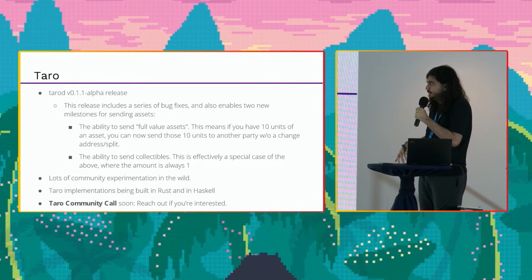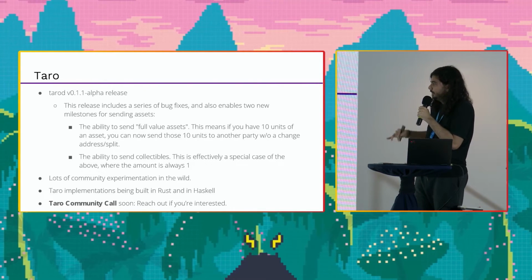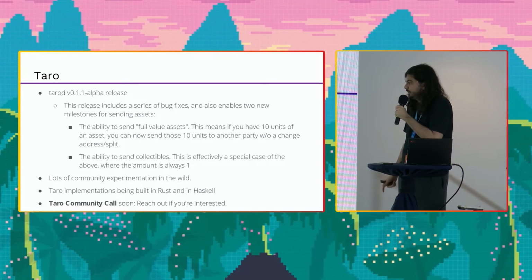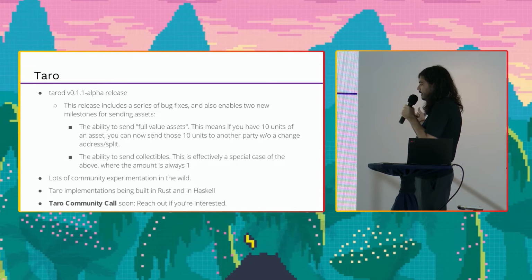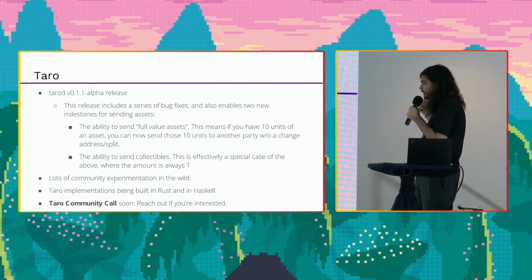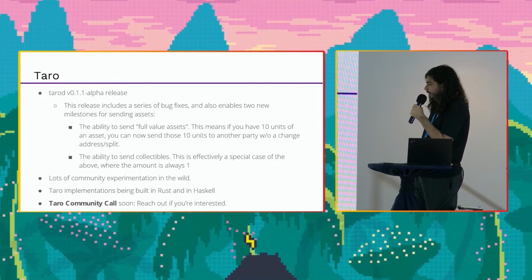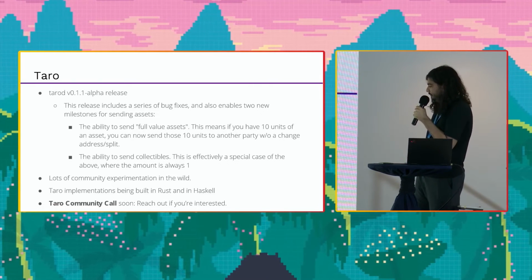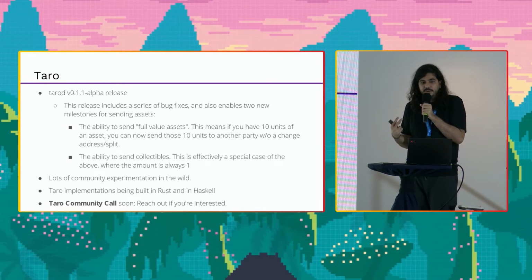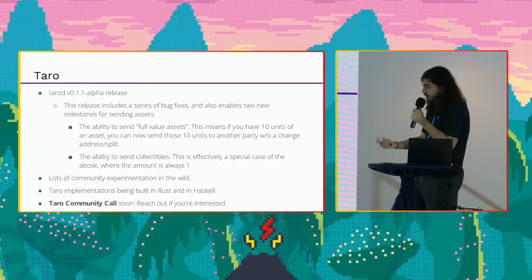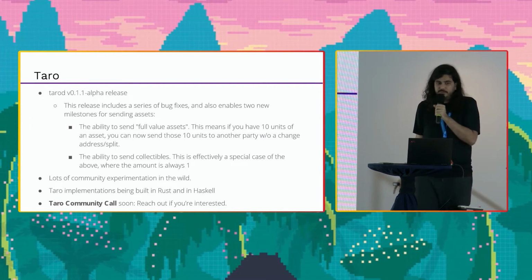And it includes not only a series of bug fixes and improvements, but also enables some new milestones in terms of sending assets. Now you can send the full value of assets. So if you have 10 units of Leo coin, you can send all the 10 units. You couldn't do that before, and also you can send collectibles. This is a special case of what I just mentioned, because before, if you had one unique asset, you couldn't send it because you couldn't send the full value of your assets.